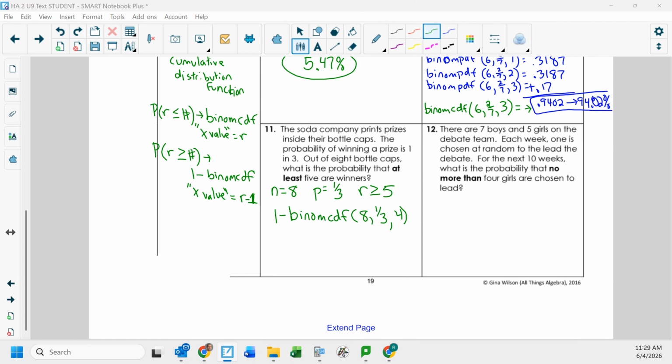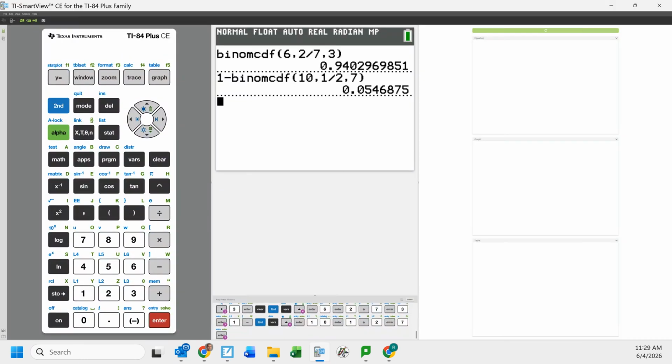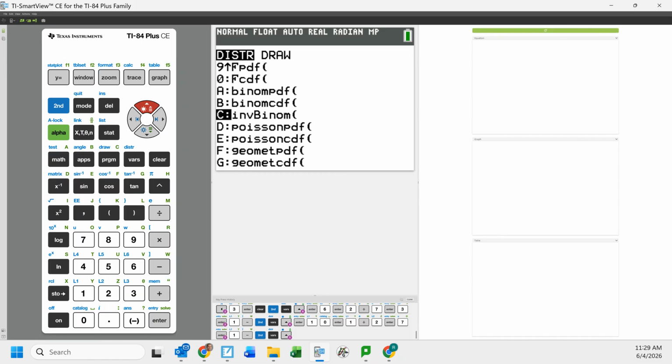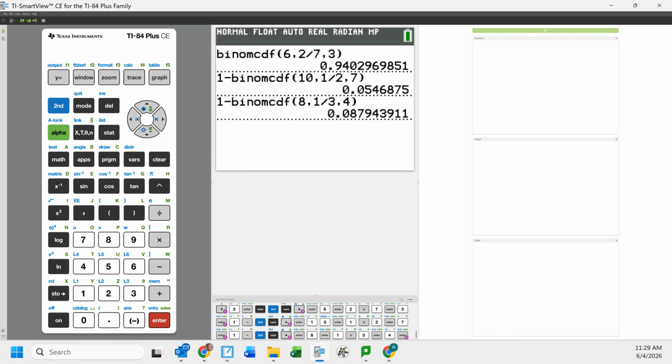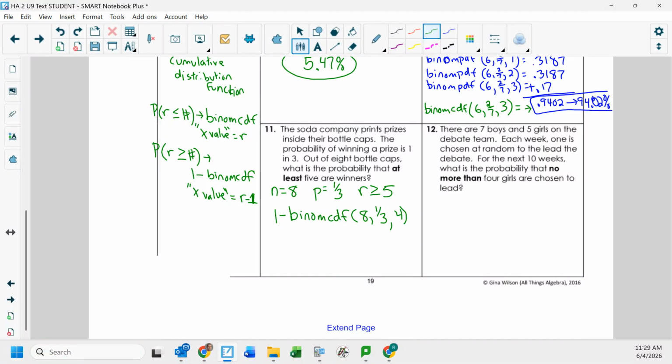And so if we type that into our calculator, 1 minus second distribution binomial CDF 8, 1/3, and 4. And we get 0.088, which would be 8.8%.